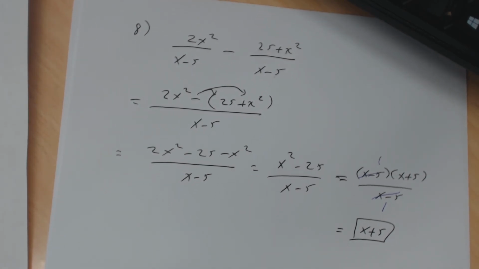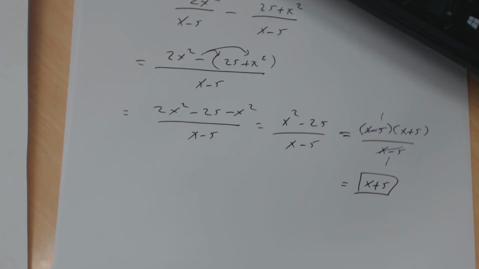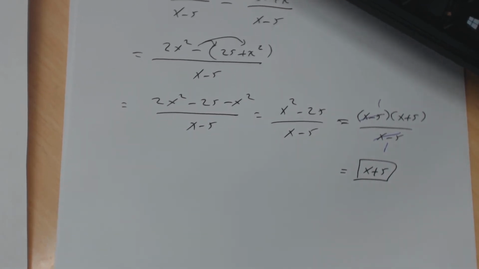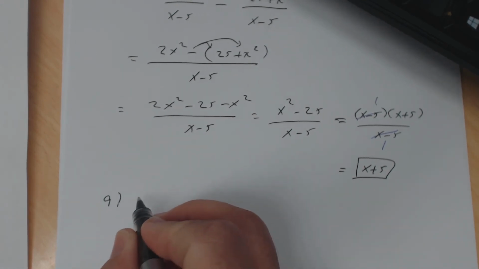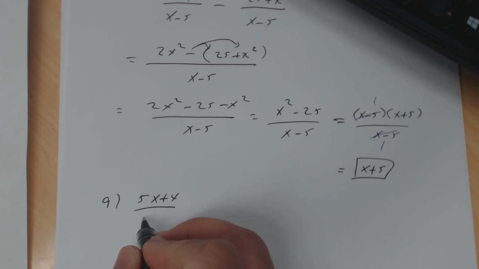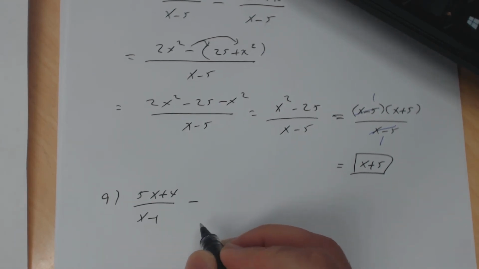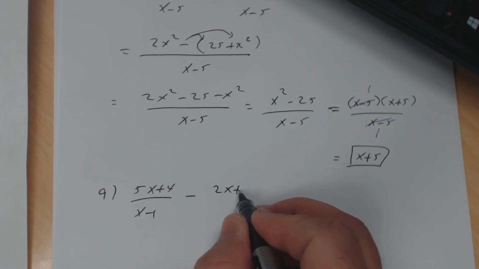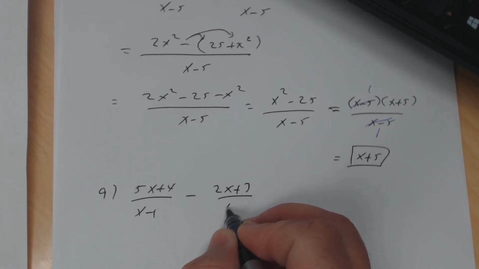All right, and let's just do one more. Let's look at this one. Suppose we had, that'd be number 9. Suppose we had 5x plus 4 divided by x minus 1, subtract 2x plus 7 divided by x minus 1.